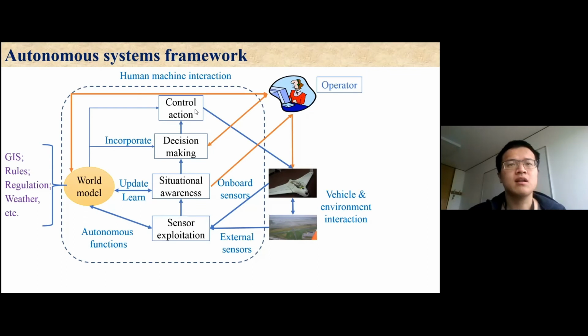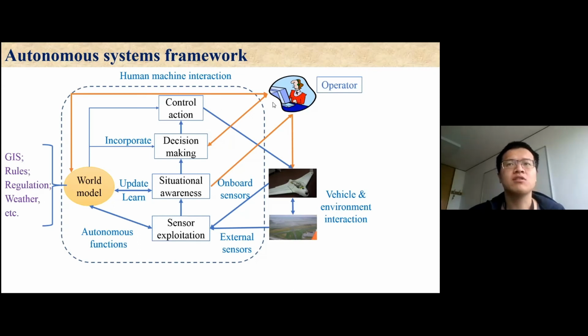So we can see there are generally 4 key elements in an autonomous system, including sensor exploration, situation awareness, decision making, and control action. In all these elements, domain knowledge is very important to guarantee a satisfying performance. Domain knowledge can be the GIS, the rules of operation, the regulations, the weather information.